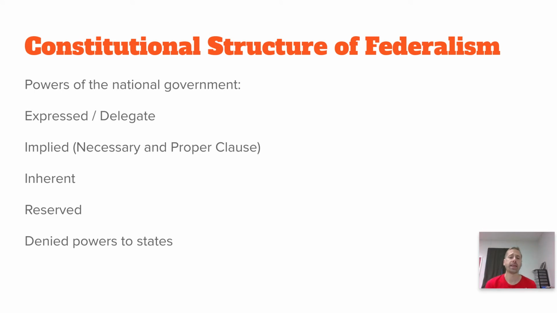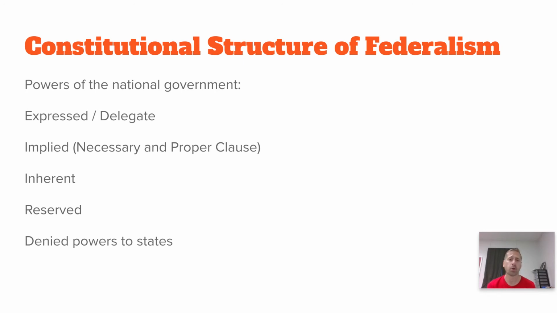So with the structure of federalism, we have the expressed powers or delegated powers. We have the implied powers, thanks to the necessary and proper clause. I gave the example of the IRS, but there's many others that our assignments will discuss. We also have inherent powers. Inherent is what I like to call natural powers. Powers that the national government has just because they're the national government.